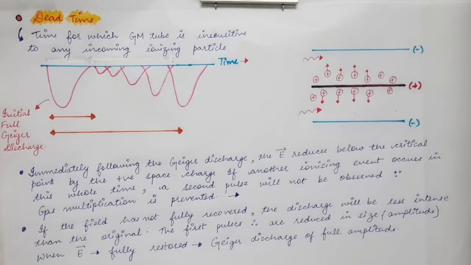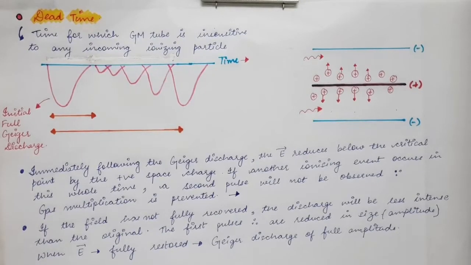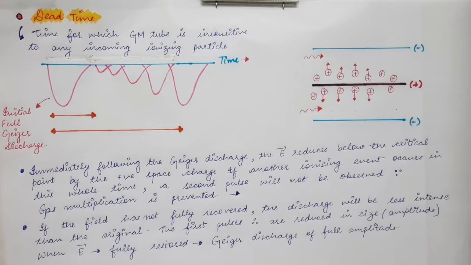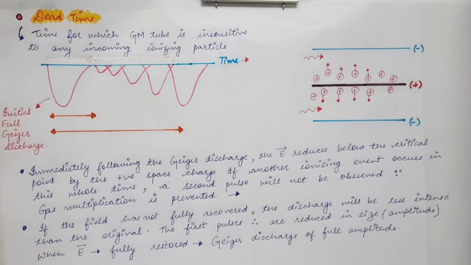Now we are going to talk about the dead time of the GM tube. So what is this dead time? The dead time of a GM tube is the time for which the GM tube becomes insensitive to any incoming ionizing particle. So this is the time for which the GM tube does not detect the ionizing particle.